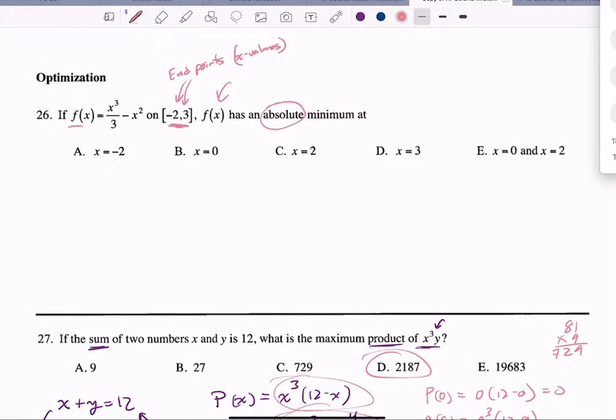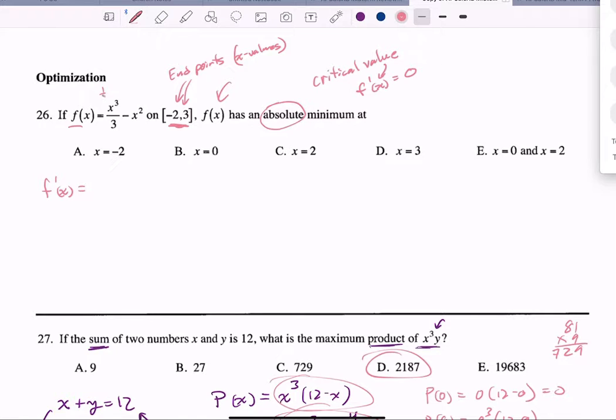And we're going to test the critical values. What is a critical value? A critical value is where f prime equals 0. So we're going to test the critical values and we have to test the endpoints. So let's find f prime so we can set it equal to 0 to find our critical values.